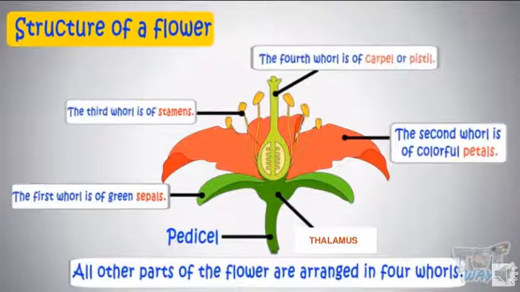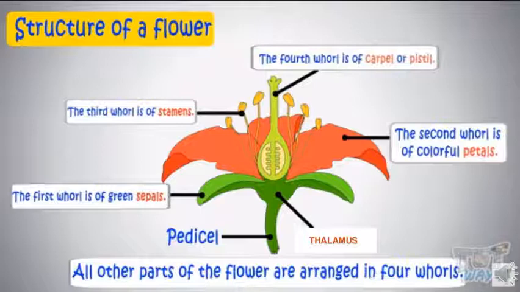The swollen part is called thalamus. Calyx. It is the outermost whorl of the flower. It consists of 5 or more green leaf-like sepals which protect the inner parts of the flower in the bud stage. Corolla. It is the second whorl of the flower. It is formed of 5 or more brightly colored petals which attract insects, birds or mammals for pollination of the flower.